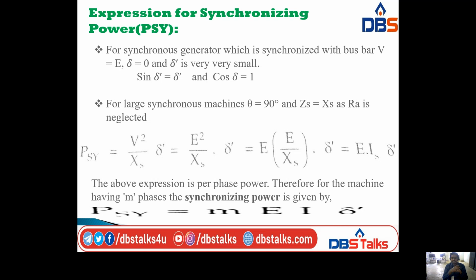And next, the above expression is for the phase power. Therefore, for a machine having m phases, the synchronizing power is given by P suffix sy is equal to m into E into I into delta dash. Here m is the number of phases. Previously for a single phase we have Psy equal to E into Isy into delta dash, but for an m phase machine, we have Psy equal to m into E into I into delta dash.